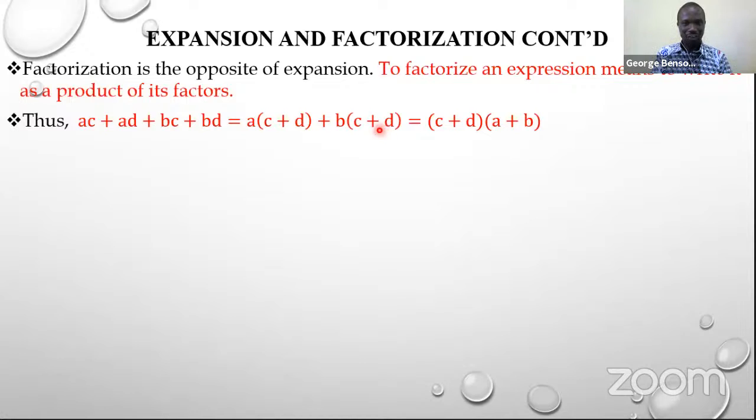So when I remove C plus D here, you will be left with A. And when I remove C plus D here, it will be left with B. So when I remove the C plus D, that's why I put this in brackets. And I have A plus B, because this would be A and there's a plus, and this would be B. So that's how we have this. So this is how we go about factorization.